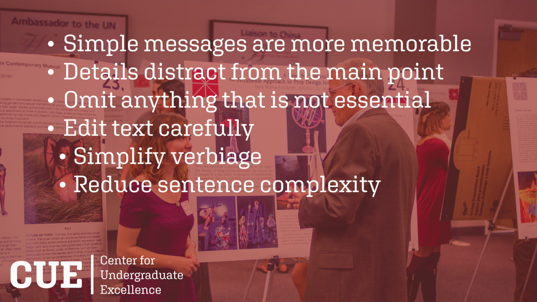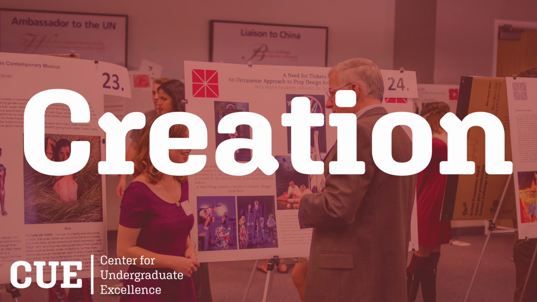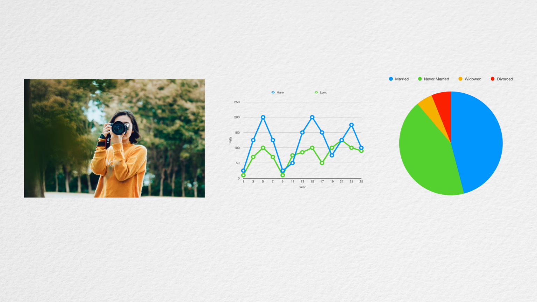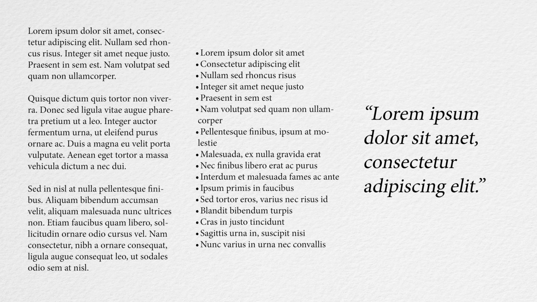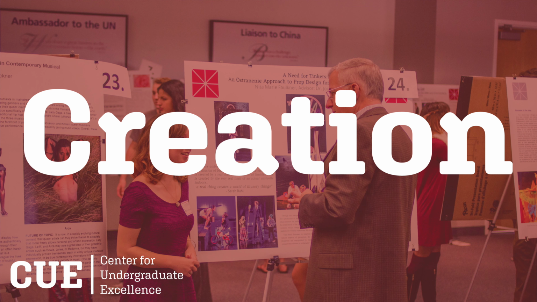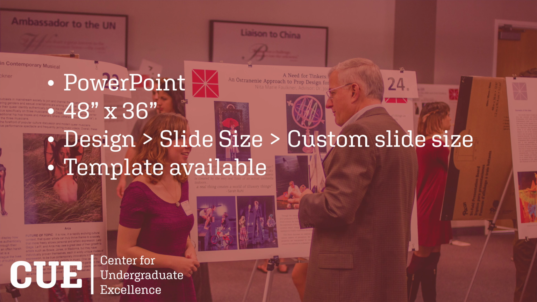Omit anything that is not essential, and edit text carefully. Simplify verbiage and reduce sentence complexity. Once this is completed, it is time to design your poster around the content. Incorporate visual grammar by using images, charts, and graphs. You can also utilize short paragraphs, bullet points, and quotes. Some students like to sketch their poster by hand on paper before entering it into the PowerPoint slide. In general, academic posters are created using a single PowerPoint slide.